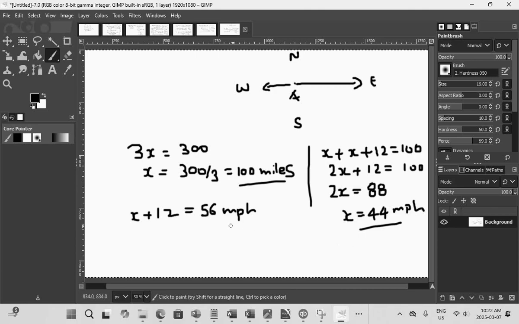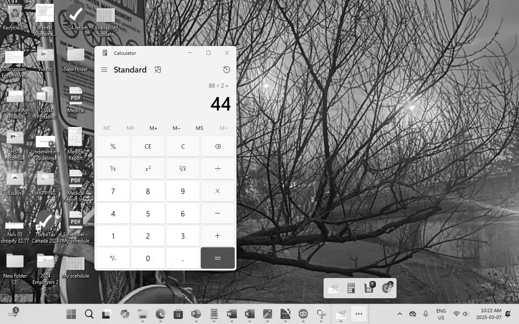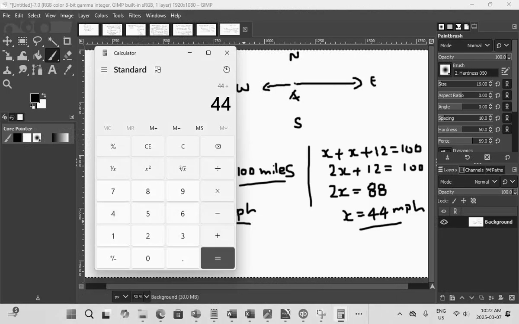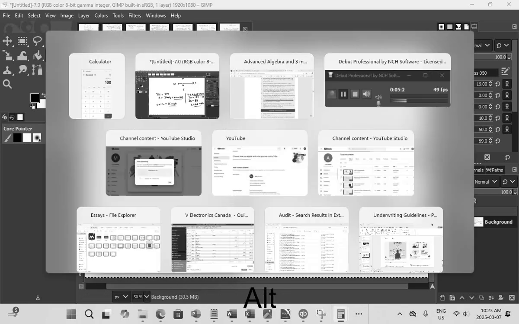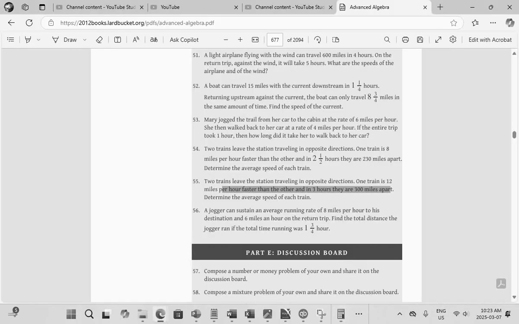All right, and you can sub in these two values to check your equation and verify these two values. So x is 44, and 44 plus 12 is 56. So 44 plus 56 should be 100. Okay, so left-hand side equals right-hand side. All right, so this is basically how you solve this word problem relevant to two trains traveling in opposite directions.